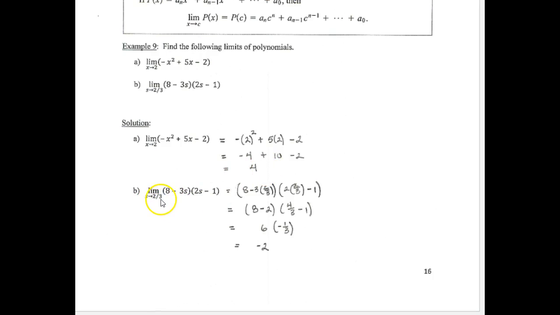The limit as s approaches 2/3 of 8 minus 3s times 2s minus 1. Again, we just plug in 2/3 for s. We simplify, we get minus 2.